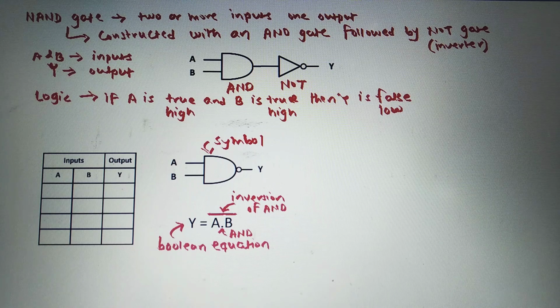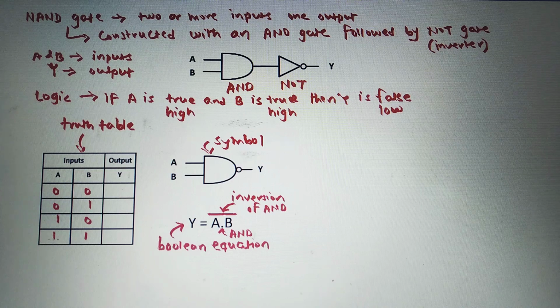Next we will see the truth table for this 2 input NAND gate. Now see here, as there are 2 inputs, there will be 4 combinations here. First one is 0 0, 0 1, 1 0 and 1 1. So according to logic, if A is high and B is also high, then output Y is low.